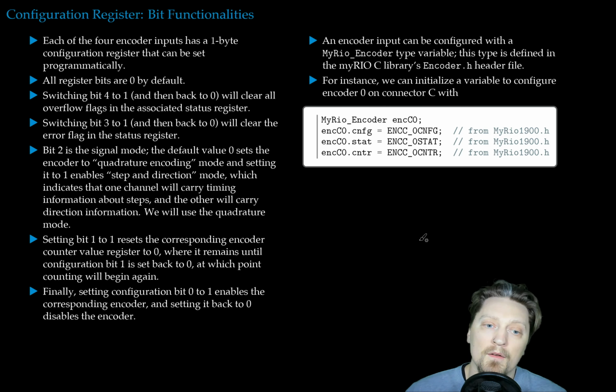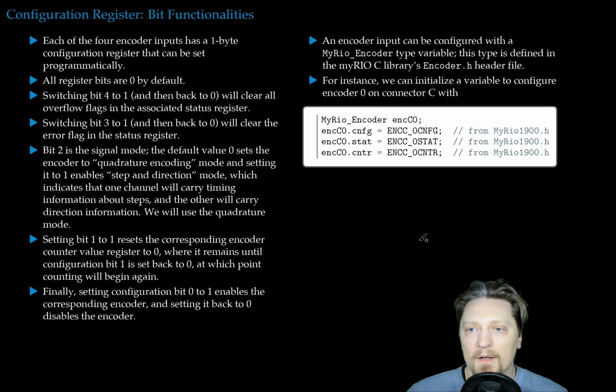Setting bit 1 to 1 resets the corresponding encoder counter value register to 0, where it will remain until configuration bit 1 is set back to 0, at which point counting will begin again. So it's like a reset button that has to be released before it'll start counting again. Finally, setting configuration bit 0 to 1 enables the corresponding encoder, and setting it back to 0 disables the encoder.